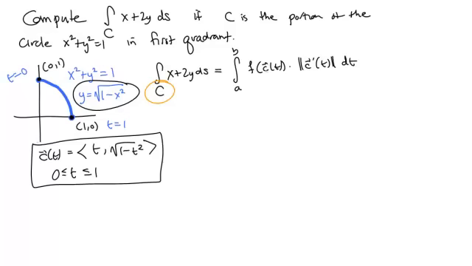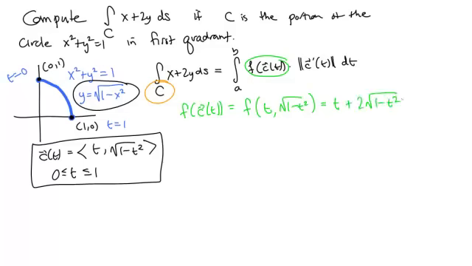So now we can start working out this integral. Let's do it in small pieces. Let's first figure out what f of c of t would be. This would be f of t, comma, the square root of 1 minus t squared. Our formula for f is x plus 2 times y, and so there's our formula for f of c of t. What about this bit right here, the speed function?